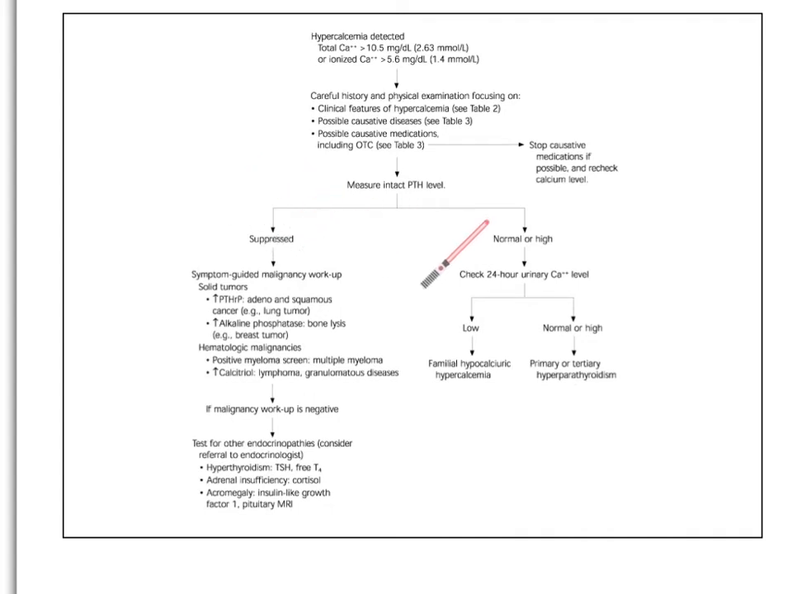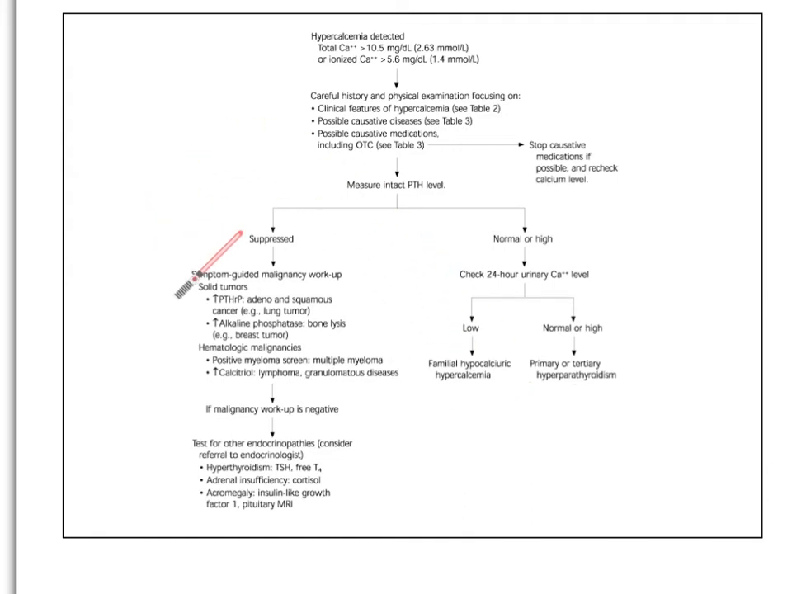So if it comes back as normal or even just elevated, the next step from there is to get a 24-hour urine for calcium to make sure that this isn't the familial disorder that we were talking about before. If it's low, then you know that you have the diagnosis of familial hypocalciuric hypercalcemia. If it's normal or high, then you either have primary or tertiary hyperparathyroidism.